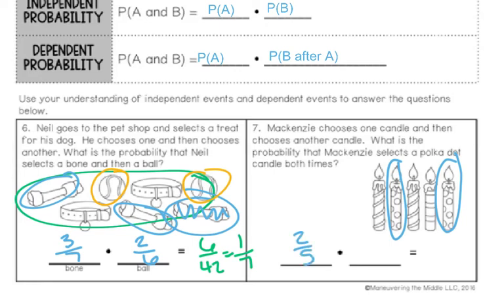For our next event, though, we're going to pretend like we have already gotten that polka dot candle out, and we're not putting it back in. So now I'm left with 4 candles, and only one of the remaining candles is a polka dot candle. So the chance of that happening is 1 out of 4. So now to find the probability of this compound event, 2 times 1 is 2, and 5 times 4 is 20. So this reduces to 1 out of 10.